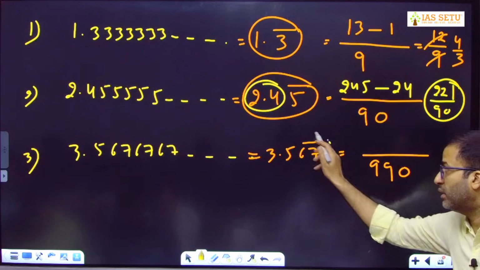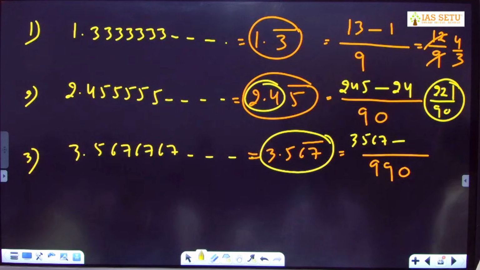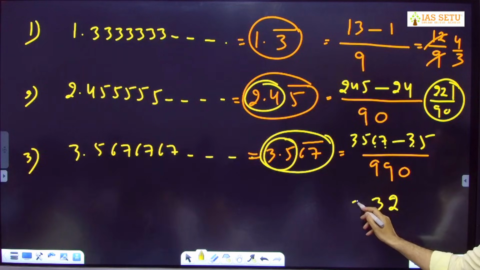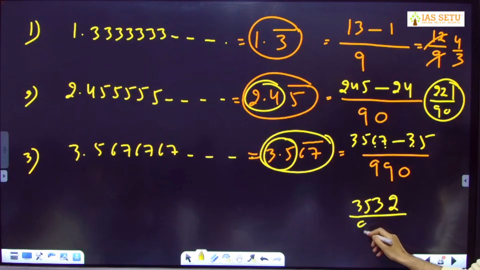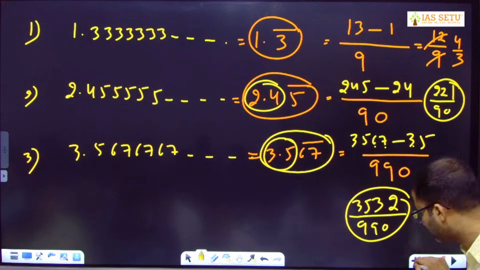I repeat, third question. What is your total number? 3567 minus 35, because this 35 is your non-recurring, meaning the one without a bar over it. 7 minus 5 is 2, 6 minus 3 is 3, so 3532 upon 990. Simplify. I take one more example.